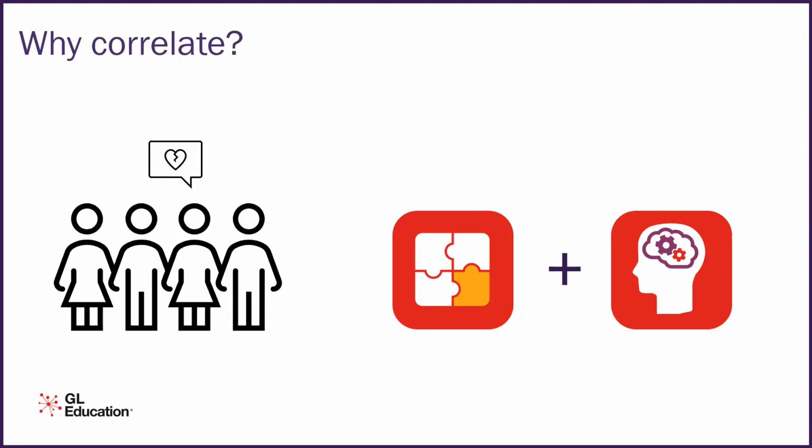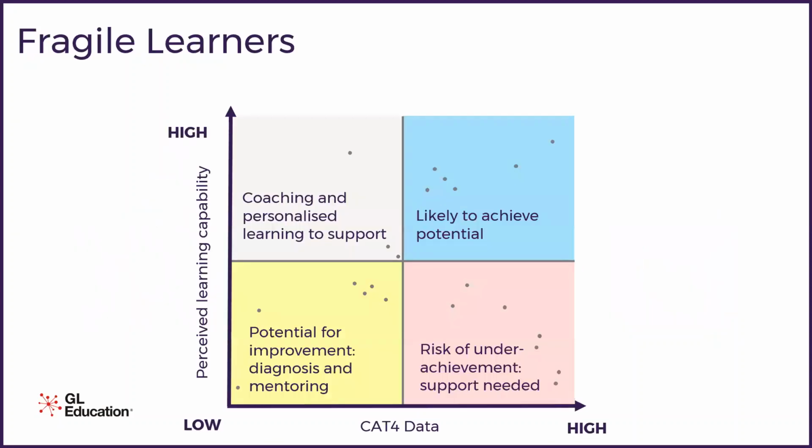By plotting your CAP4 mean score data against perceived learning capability data, you can gain greater insights. A good place to start in terms of comparing data is by plotting your CAP4 data against Factor 2 perceived learning capability data. For example, as you can see on screen, those with high CAP4 scores and high perceived learning capability are likely to achieve their potential as they have a very positive view of their abilities. These students can be found in the top right quadrant, coloured blue here.